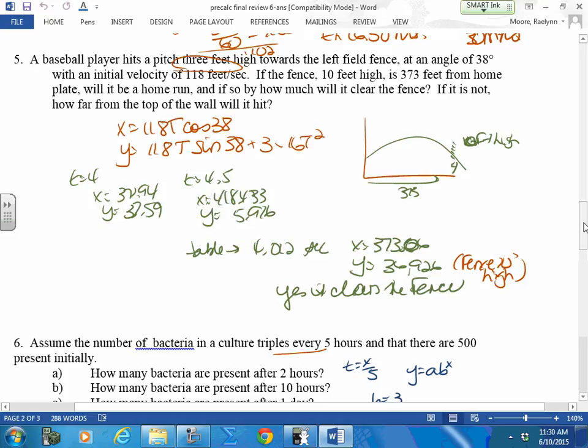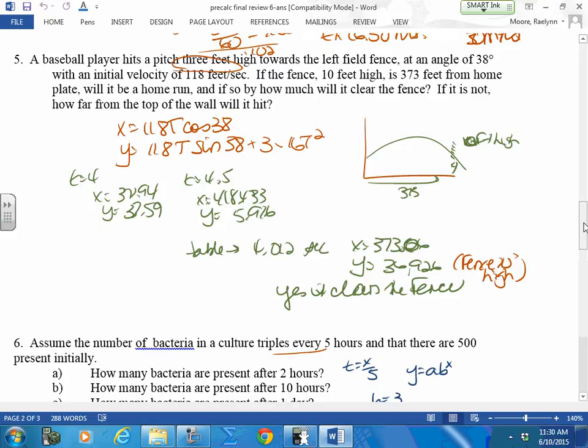This is a nice one, your parametrics, and I did give you the formula on the bottom of the page to help you set it up. The pitch to him is 3 feet high off the ground by the time he makes the connection with his bat. So that's what gives you a vertical shift of 3 up here.